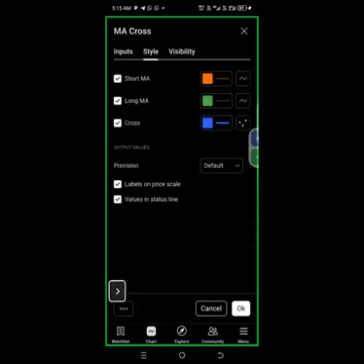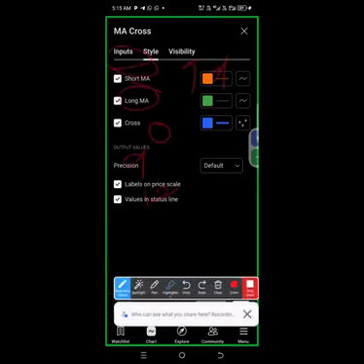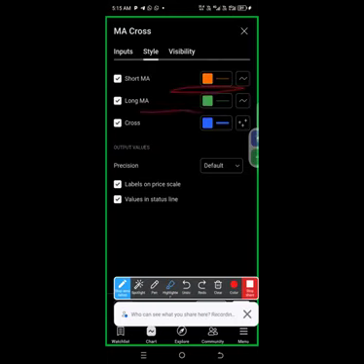Settings. Okay, style. Very good. Now, this is the short-term moving average, and this is the color of the short-term moving average. Then, this is the color of the long-term moving average. Hope you can see the long moving average and the short moving average. This is the color, right?